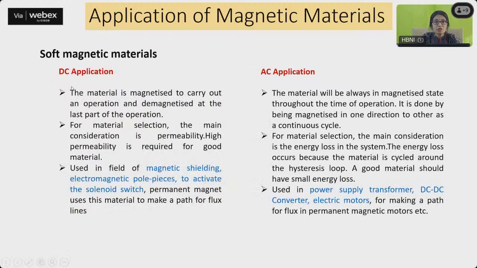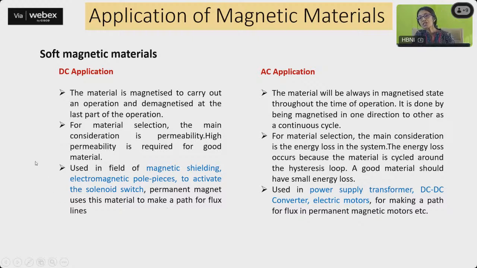So for soft magnetic materials, when you're looking into direct current applications, the material is magnetized to carry out an operation, and then it gets demagnetized at the last part of the operation. When you are selecting materials for DC application, you have to consider the permeability. High permeability is required for a good material, and this is used in the field of magnetic shielding, and electromagnetic pole pieces to activate the solenoid switch. Permanent magnets use this material to make a path for the flux lines.